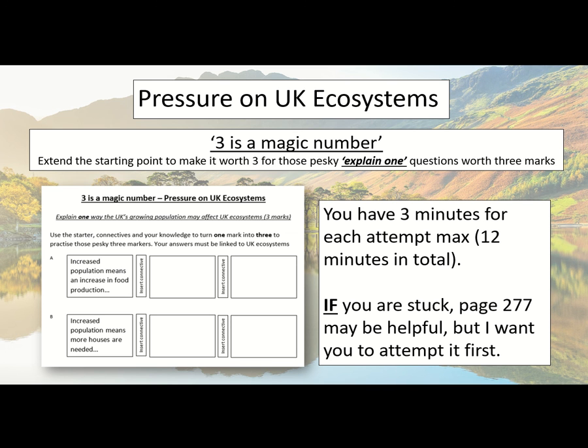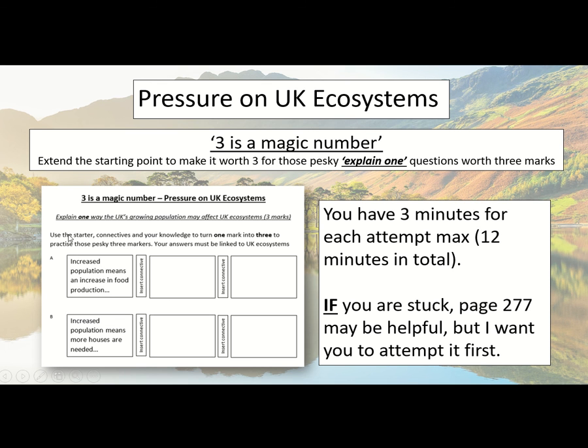So what I've got is a handout on 365 in the job logs folder with a set of ways that ecosystems are going to be affected by population increase, or can be affected by population increase. Your job is to try and extend those ways. I've already started it for you, but this is perfect for trying to get you 3 marks out of these little tricky explain one for 3 marks questions, of which there are quite a few.